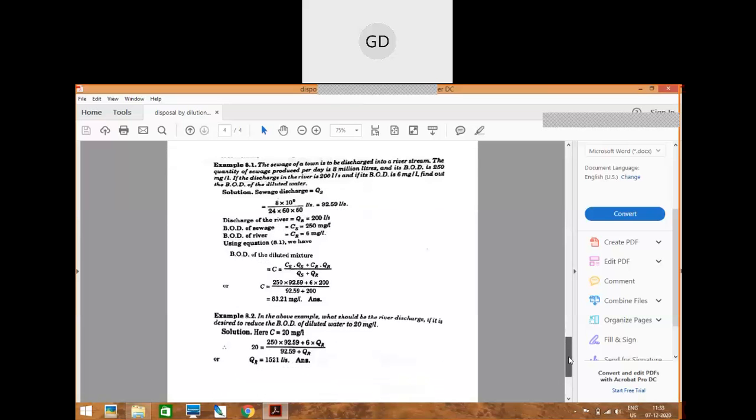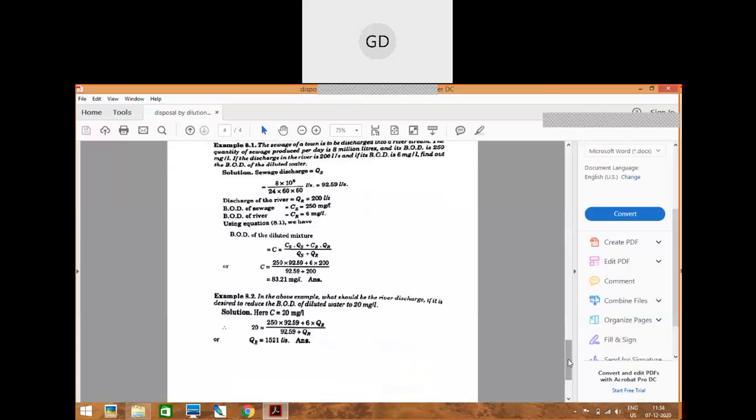The next is the same numerical. Here it is written: what should be the river discharge if it is desired to reduce the BOD of the diluted water to 20 milligram per liter. So here the BOD of the diluted water, that means C, is given. Capital C is given as 20 milligram per liter.